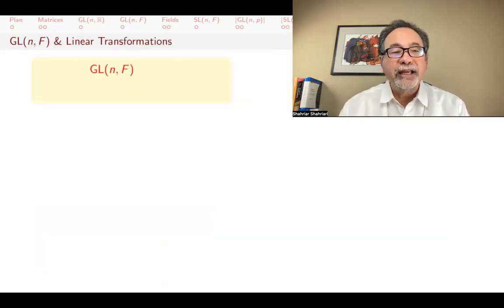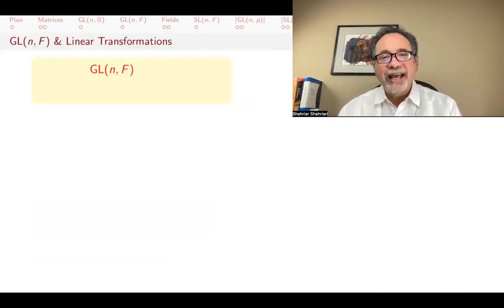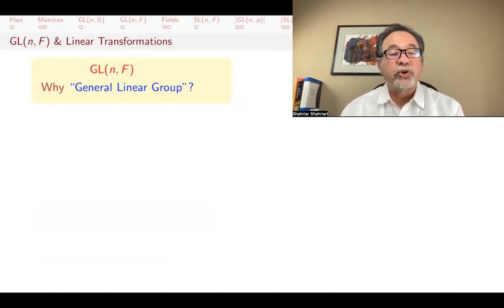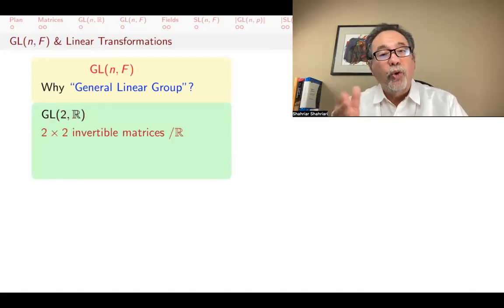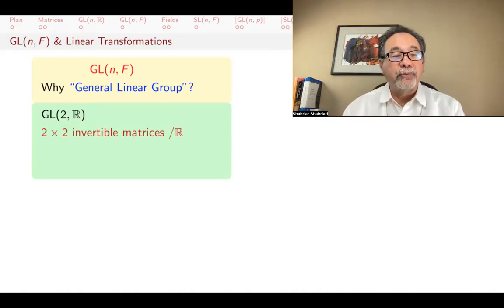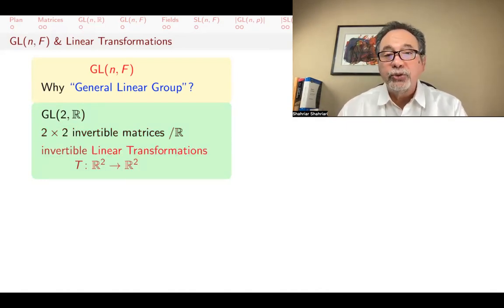I want to finish by talking about linear transformations. Why is GLnF called the general linear group? Let's focus on GL2(R), 2 by 2 invertible matrices over R. When we write over R, we mean the entries are from R. And these correspond to invertible linear transformations from R2 to R2.